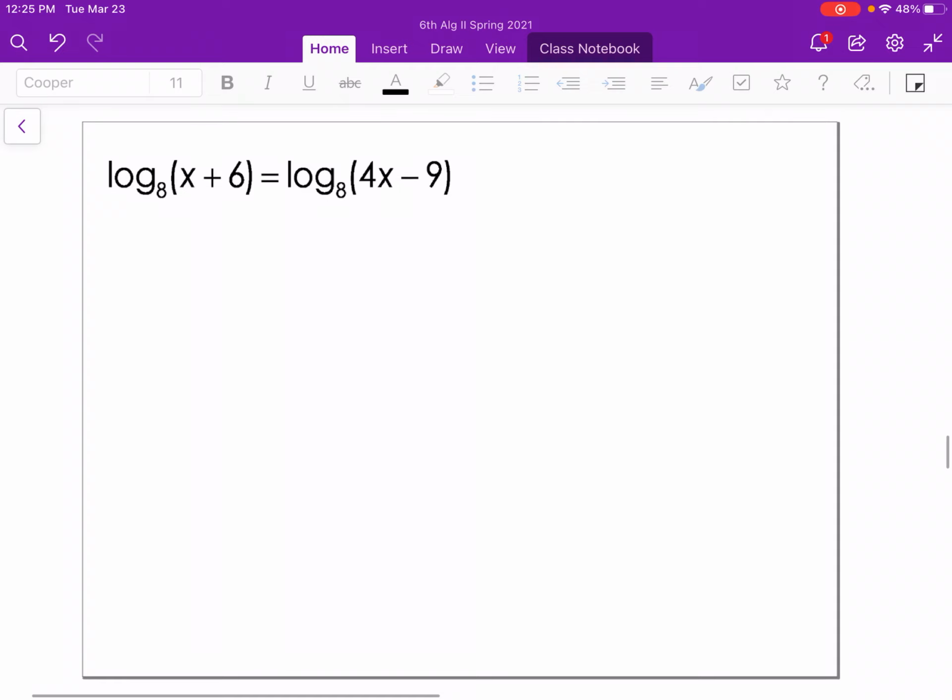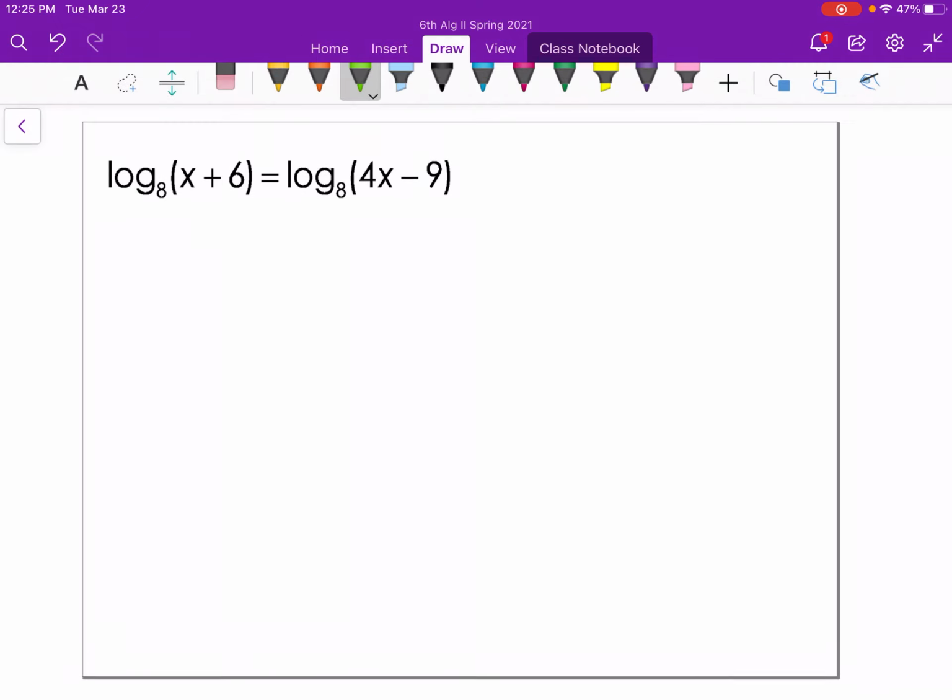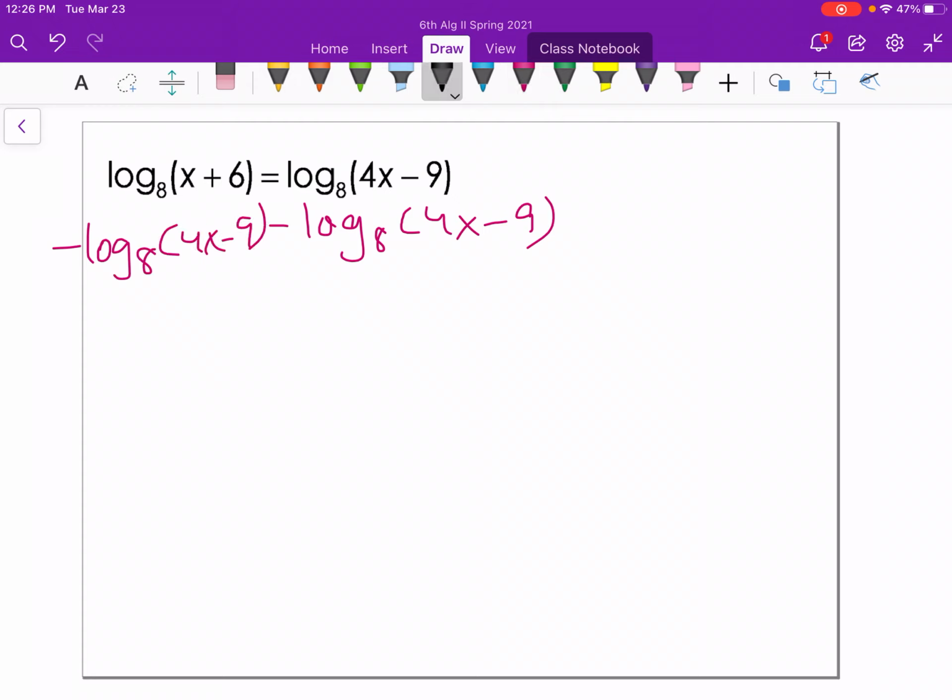Okay. Here I've got logarithms on two sides. Now, there's a couple of ways that you could do this. One way that you could look at this is you could subtract. So watch these so that you can kind of pick which way you want to do better. So you've got log base 8 of 4x minus 9. And if you subtract that from both sides, you end up being able to use that property of logarithms.